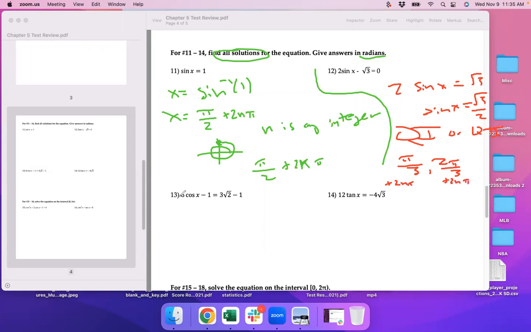Here again, you want to isolate the trig function. So I'm going to add 1 to both sides, which actually does cancel. Divide by 6. Cosine x equals root 2 over 2. That's in Q1 and Q4. So that's going to be at 45 degrees or pi over 4 and 7 pi over 4. And of course, you add 2n pi.